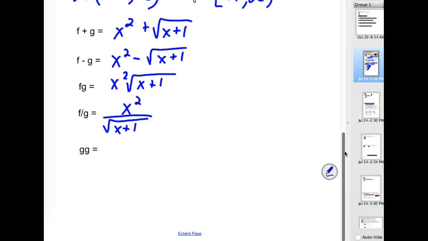And the last one they said is to take g times g, which really is the same thing as saying g squared, right? We're timesing it by itself, which would be our square root of x plus 1, but now we're going to square it, which is going to cancel that out, and we're going to end up with just a plain x plus 1.